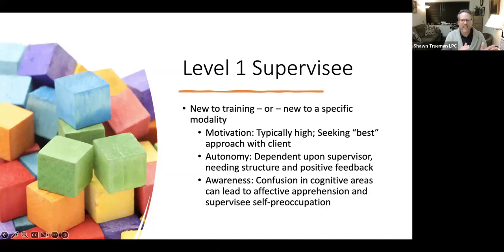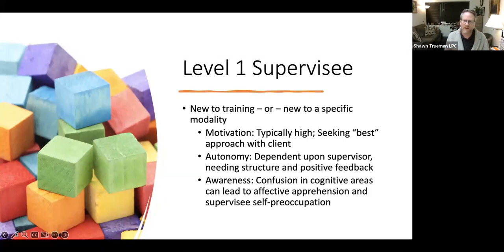And then later on, remember this is developmental. As we're moving from level 1 to level 2, then maybe you can use some catalytic interventions and point out things with the clients or with the person of your supervisee that maybe they've missed in the session.